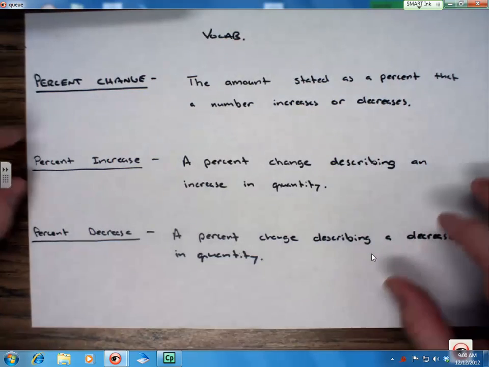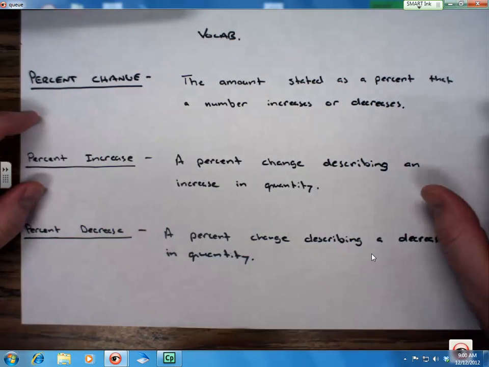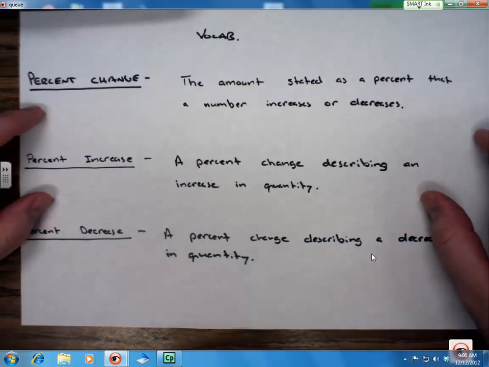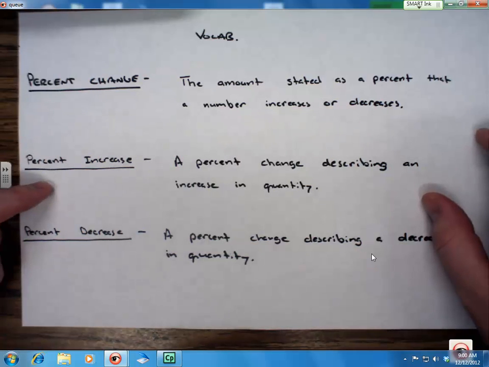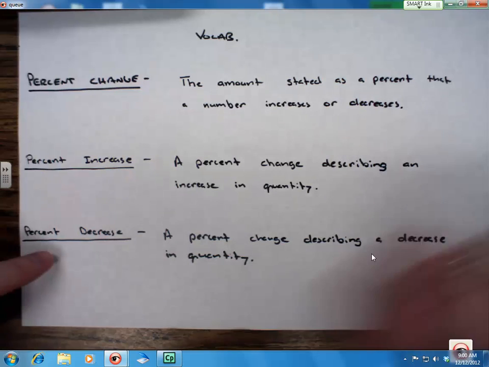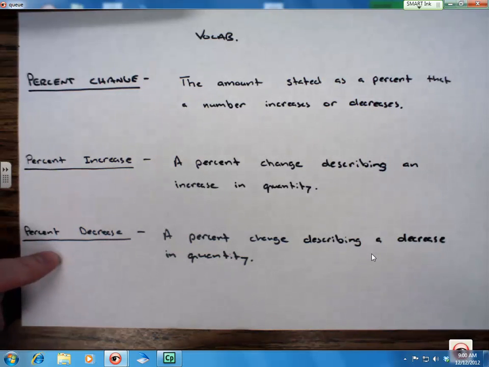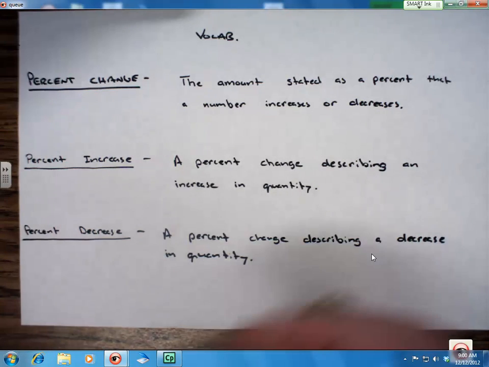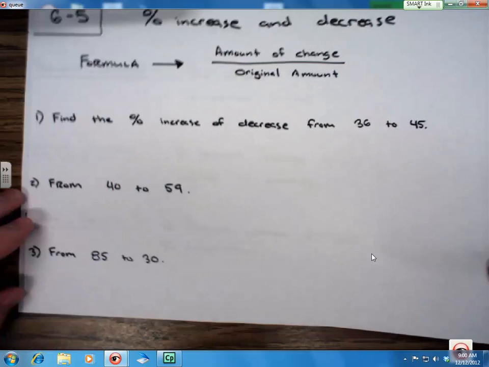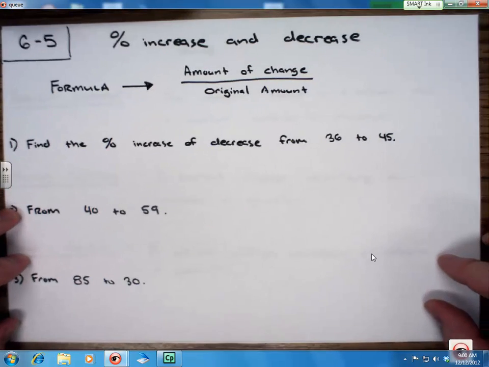Now, our vocabulary for today, our first one is going to be percent change is the amount stated as a percent that a number increases or decreases. Our percent increase is a percent change describing an increase in quantity. And finally, percent decrease is a percent change describing a decrease in quantity. All right, now let's take a look at our examples for today.